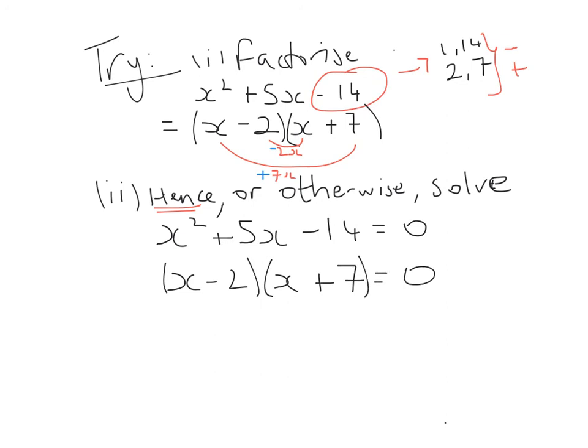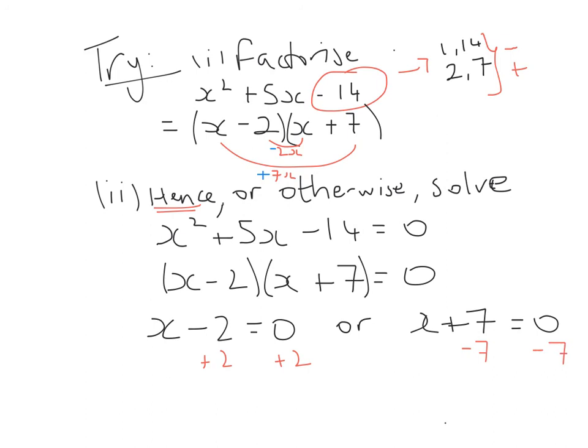And now all you need to say to yourself is, okay, well, this is like the second part of all the questions we've been doing. Both brackets are multiplied together to give you 0. Therefore, one of them must be equal to 0. So therefore, x minus 2 is equal to 0, or x plus 7 is equal to 0. And then I solve both of them, as we've been doing. So therefore, x is equal to 2, or x is equal to minus 7. And that's your answer.